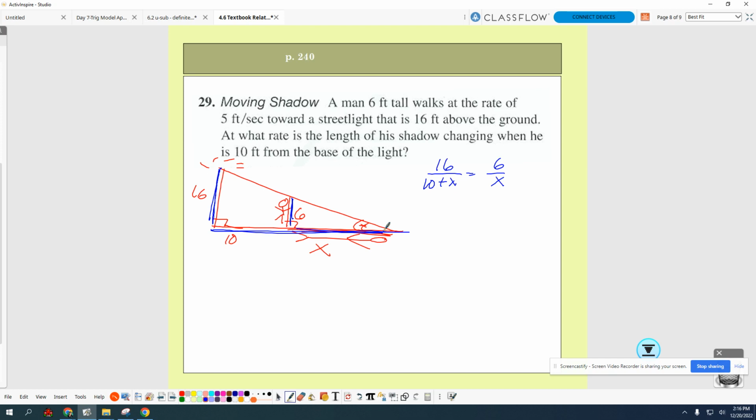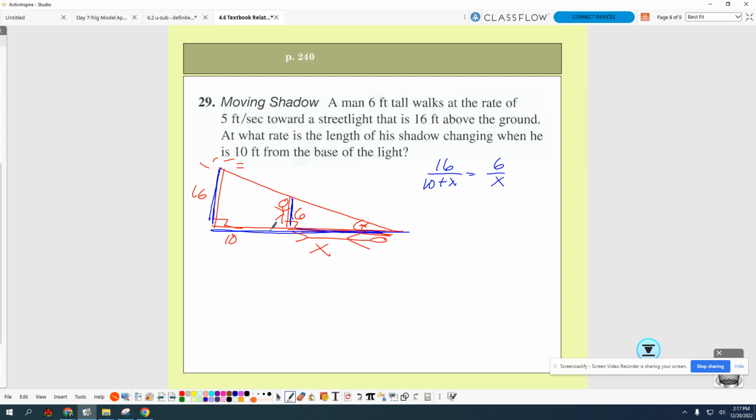Yours is going to be harder to solve because of this last piece of information. What is the only rate that we know? His distance walking forward is 5 feet per second. Negative. So what is changing at 5 feet per second?